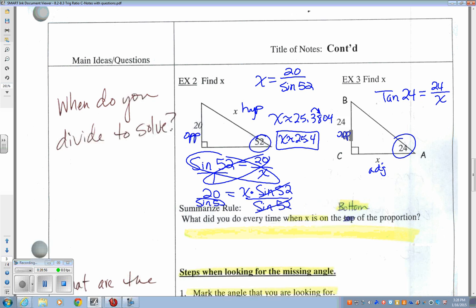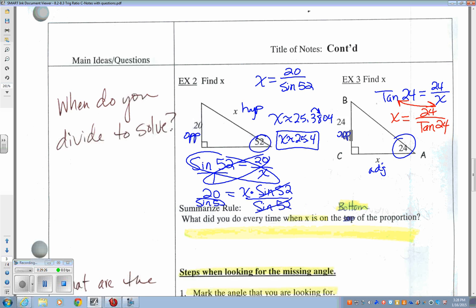Now, like I said, x is on the bottom. So what operation are we going to do when x is on the bottom? Divide. So a shortcut, whenever you see x is on the bottom, you just switch these two. So if I switch them, x is going to equal 24 divided by tangent of 24. Do you see that? You just switch them.